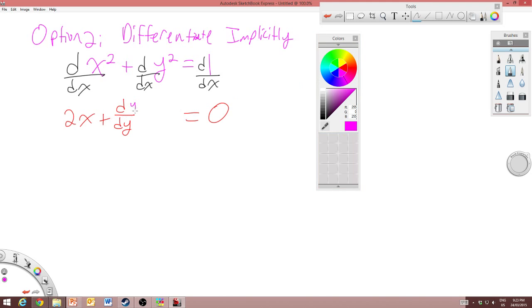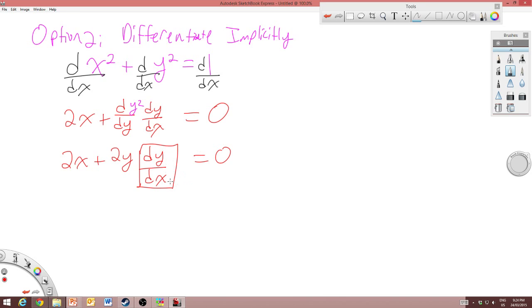Purple. d/dy of y squared times dy/dx, as follows. What this allows us to do now is differentiate the y squared with respect to y. So we would get 2x plus, the derivative of y squared is 2y, and then we have a dy/dx here. And dy/dx, if you recall, is really just the derivative of my function. So now we just have to isolate for dy/dx.